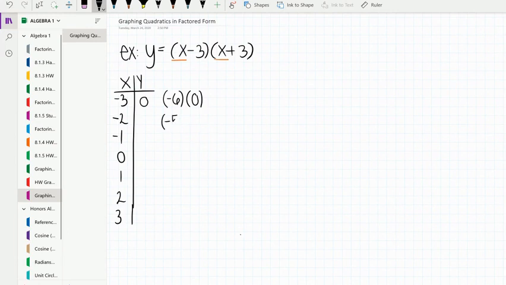-2 minus 3 is -5. -2 plus 3 is 1. So this would give us -5. -1 minus 3 is -4. -1 plus 3 is 2. So this would give us -8. 0 minus 3 is -3. 0 plus 3 is 3. So this would give us -9. 1 minus 3 is -2. And 1 plus 3 is 4. So this would give us -8.